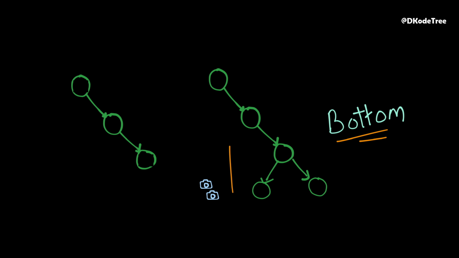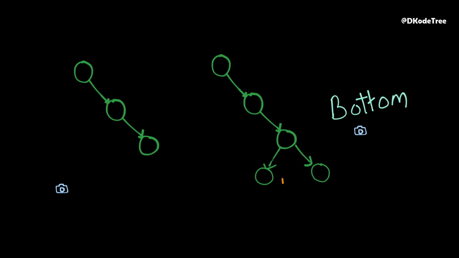So let's try placing the camera from the bottom up. Now consider the leaf node. Do we really need to put a camera here? I don't think so. Instead of the leaf, if we put one camera at the parent of the leaf, the single camera will automatically cover the leaf as well as its sibling. So what we are doing here is we are deferring the placement of the camera until it's absolutely needed. So we'll simply place a camera here.